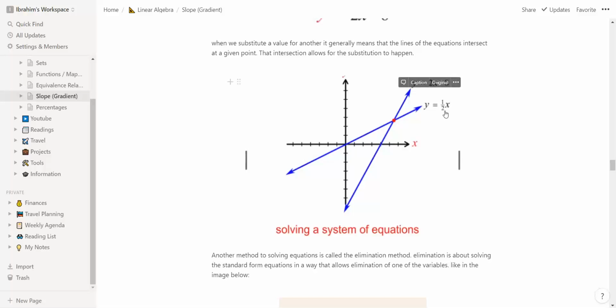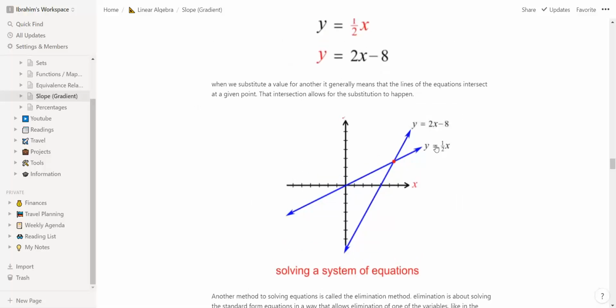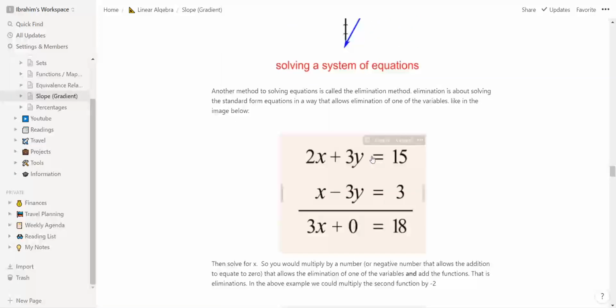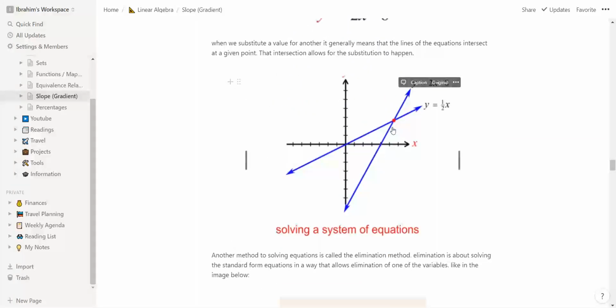So you could say x would equal half of y, and then you would replace x with half of y, in the original equation. Then you get a value of y, and then you replace that value in the function, and that's the point where they intersect. Now, not all systems have a single solution like this one. Some systems do not have a solution.